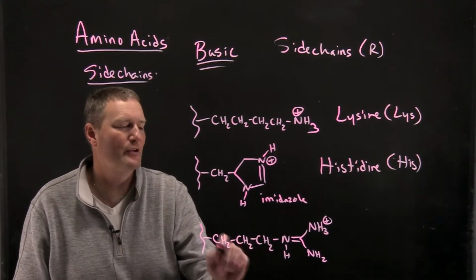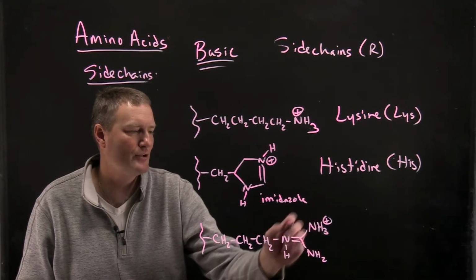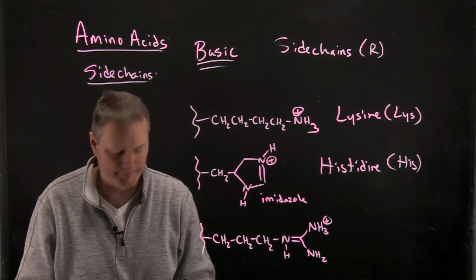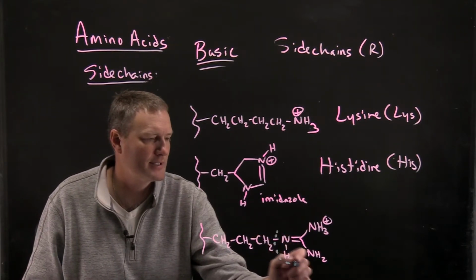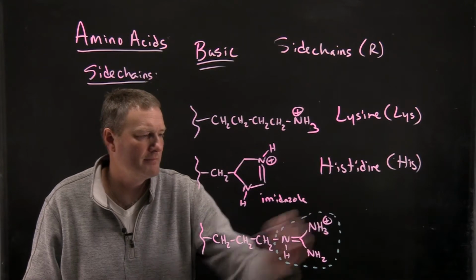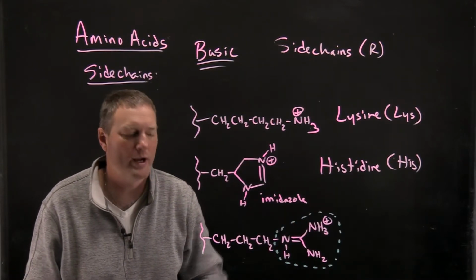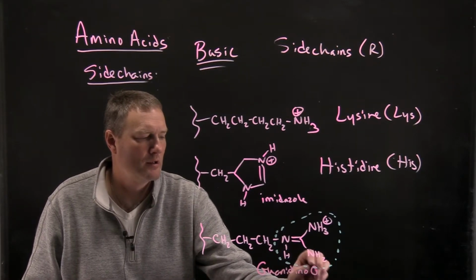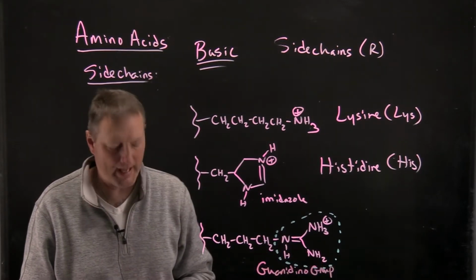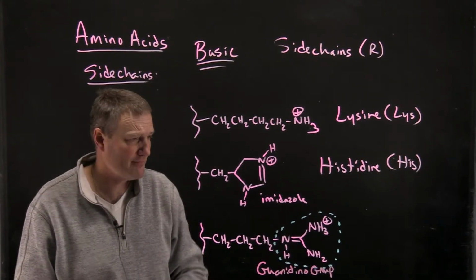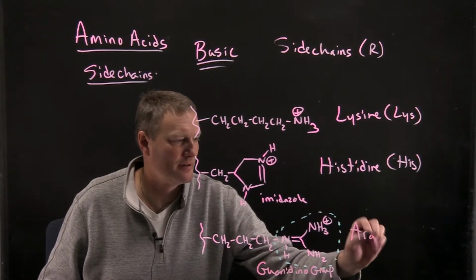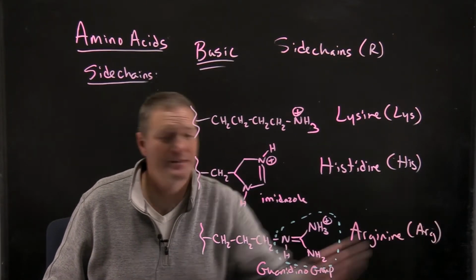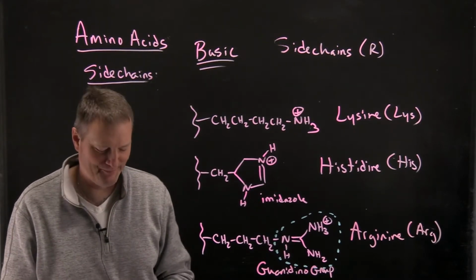Lastly, I've drawn this molecule that has a 3-carbon chain, and then this kind of unusual 3-nitrogen containing compound. This group, I'll just put a little dotted line around it, is a protonated amine, so it's got a positive charge. This is called a guanidino group. The overall amino acid is called arginine, or ARG. This is the pirate's favorite amino acid, arginine.